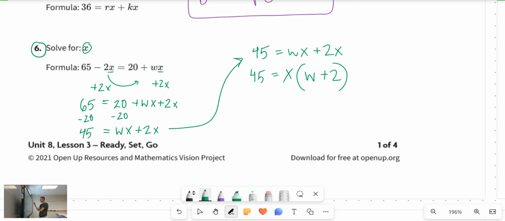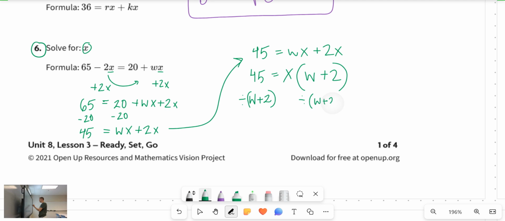This is just factoring. And finally, we're going to divide both sides by w plus 2. Divide both sides by w plus 2. And we'll even put it in parentheses to make sure that it is very clear what we're doing.